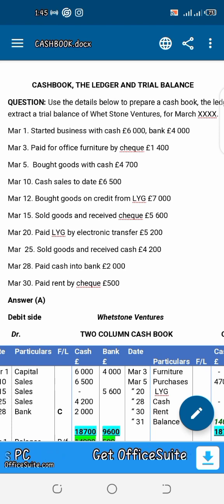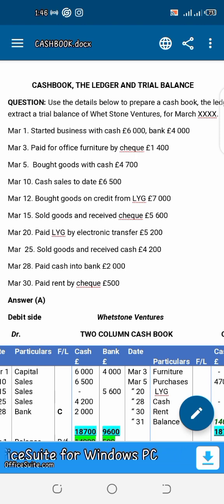Now, for the month of March, we see March 1st, started business with cash £6,000 and bank £4,000. The money used to begin a business is called capital. So that is going to be recorded in the cash book.